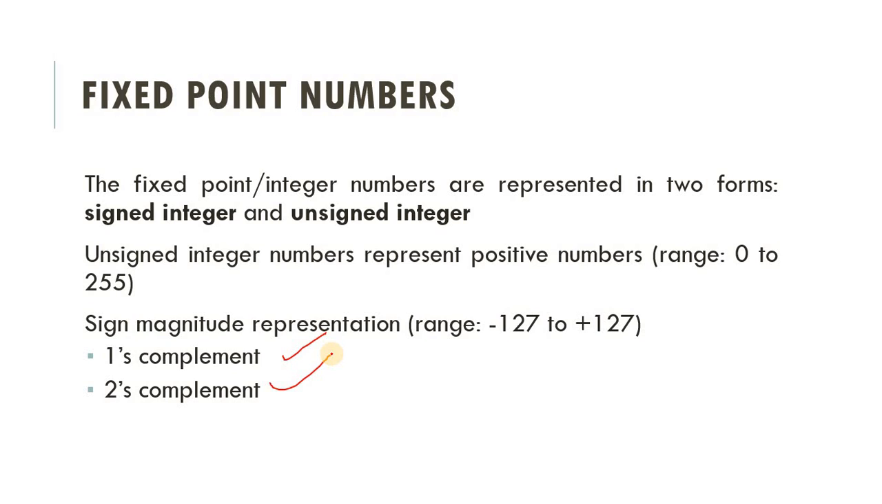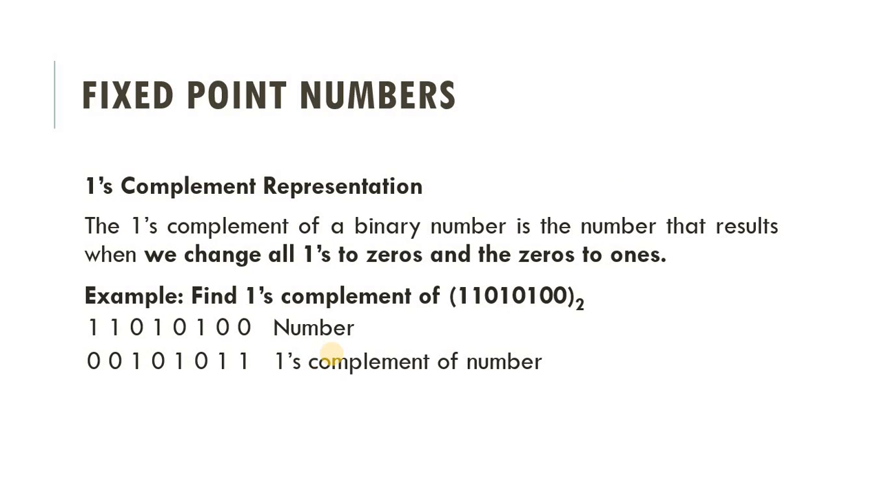So now you are clear that a fixed point number is represented in two forms: unsigned integers and signed integers. In unsigned integers, all numbers are positive and the range is 0 to 255, while in signed integers, numbers can be positive or negative and the range is -127 to +127, and it can be represented in two forms, ones complement and twos complement. Now let's understand the ones complement representation, how we can find the ones complement of a number. The ones complement of a binary number is the number that results when we change all ones to zeros and the zeros to ones.